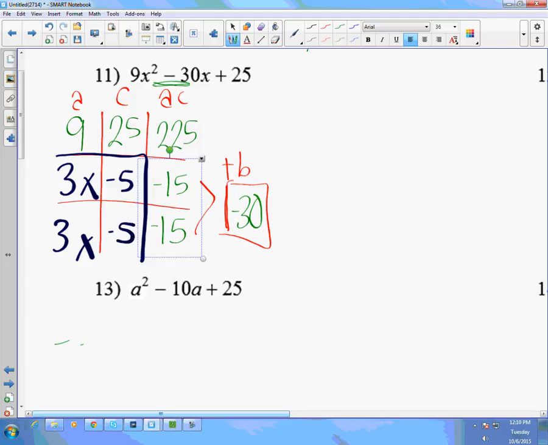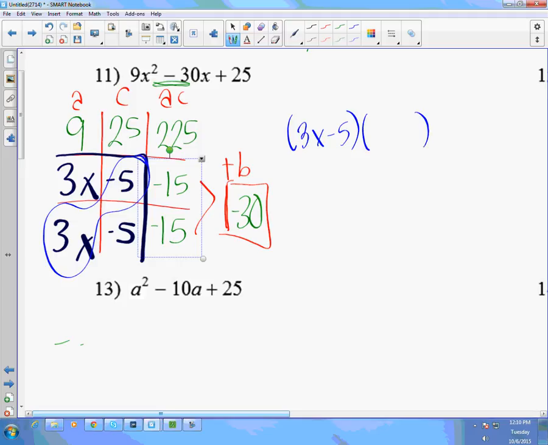Okay, let's make sure times work. 3 times 3 is positive 9. Negative 5 times negative 5 is positive 25. 3 times negative 5 is negative 15. So, after those diagonals, 3x minus 5. Why do we say squared? They're the same. So you can write that, but I like this version better. 3x minus 5 squared. Squared like that.